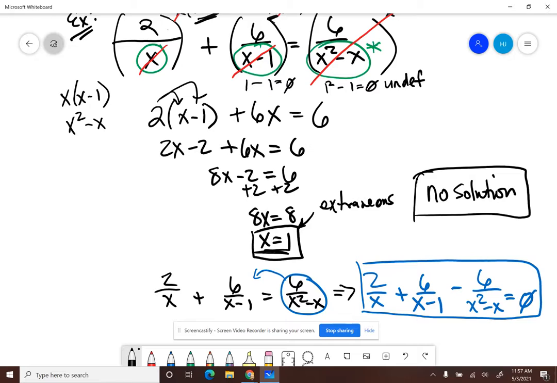Okay, so you can graph these as long as you get them to equal 0 and actually see what that solution is as well.